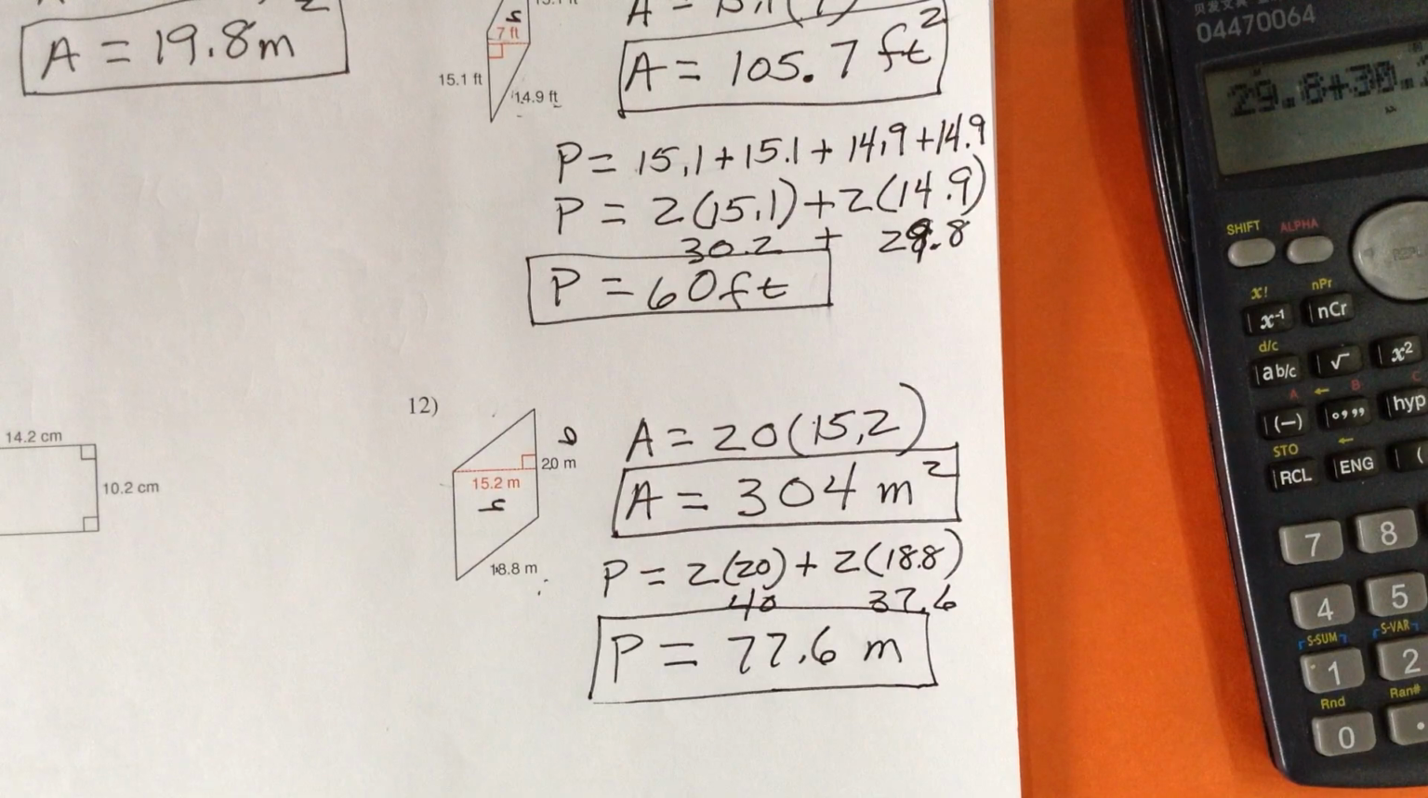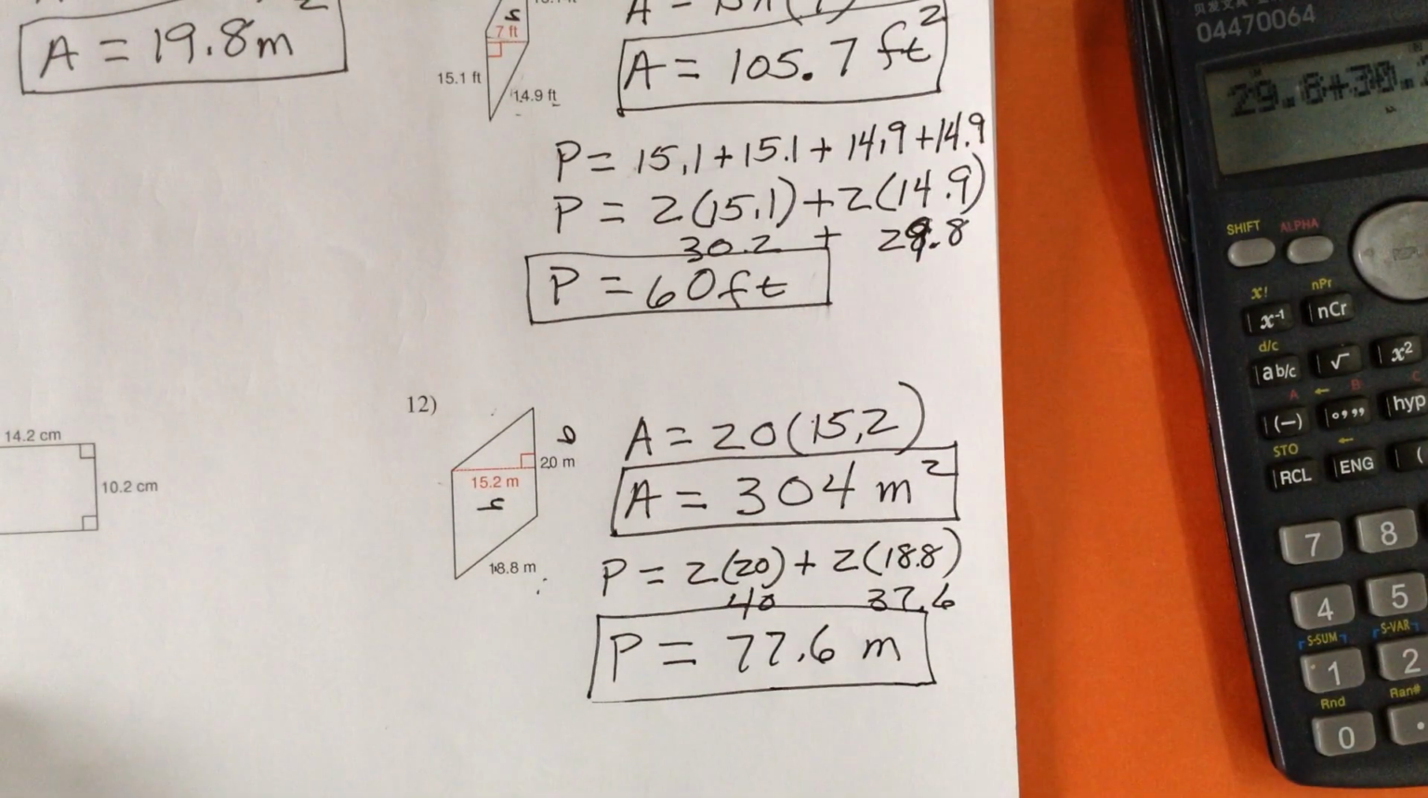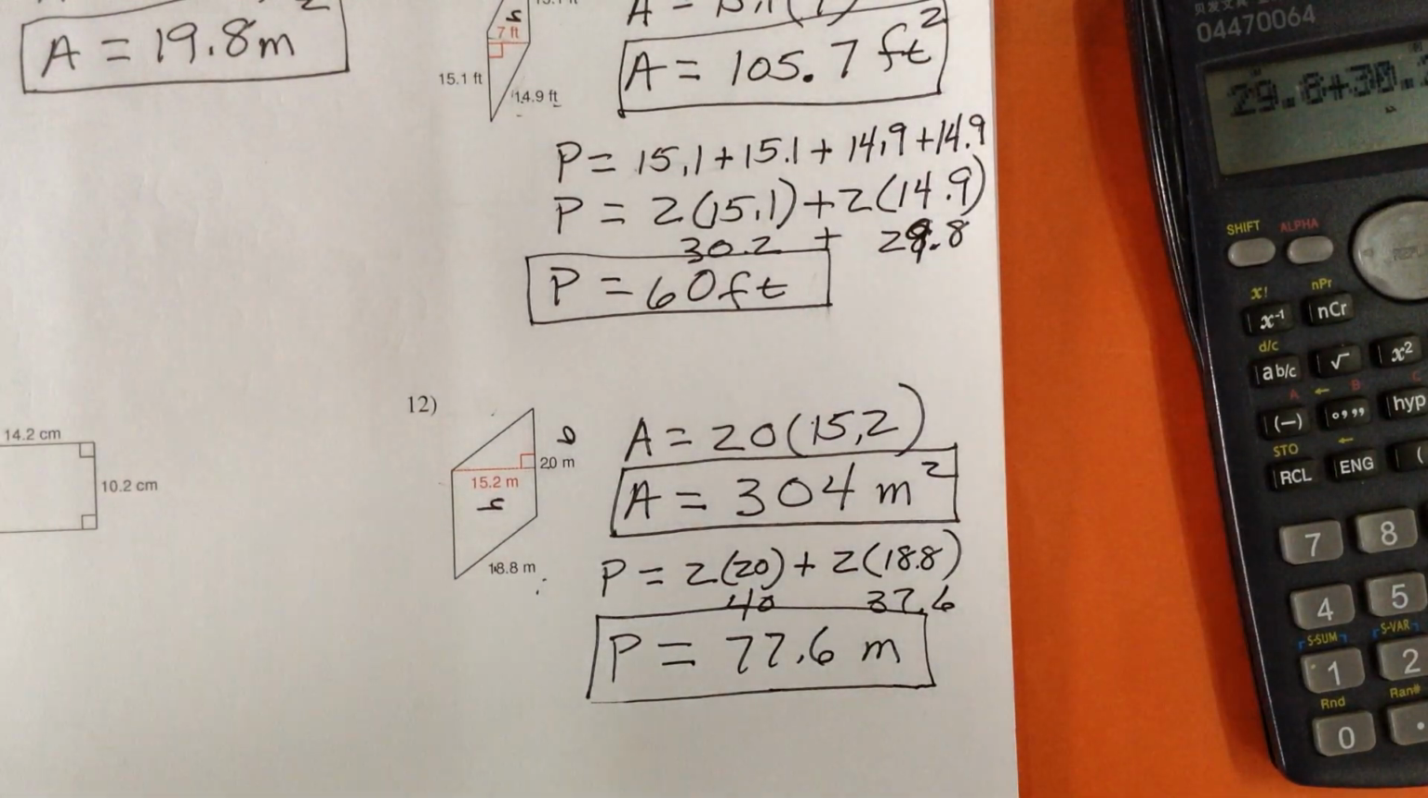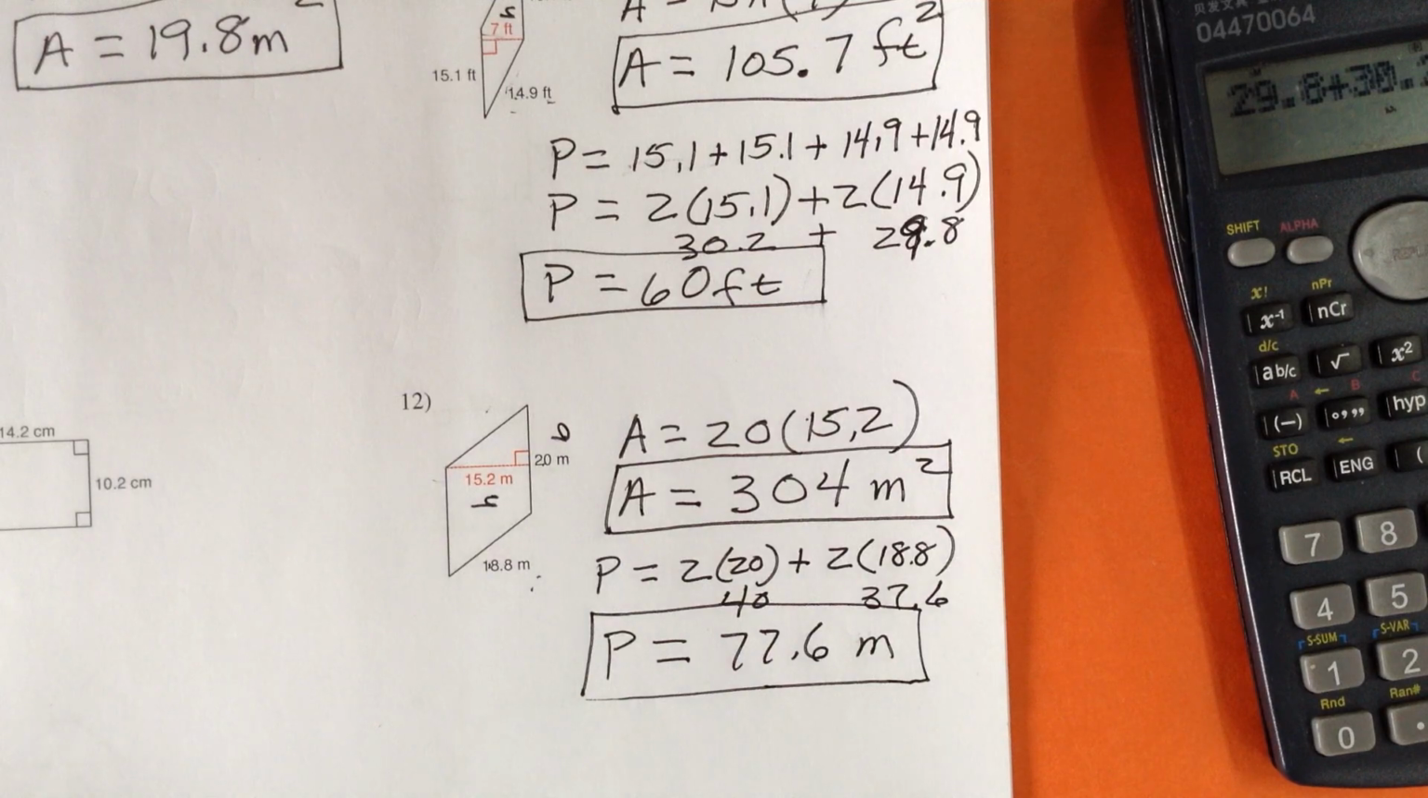Okay? So that's how you do the parallelograms. And the rest of them on this worksheet are squares. All right? And now the next one will be on the triangles.